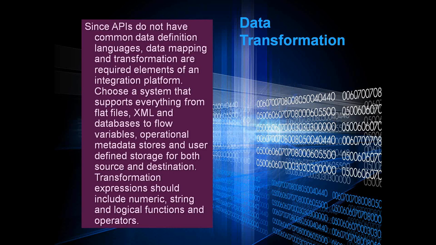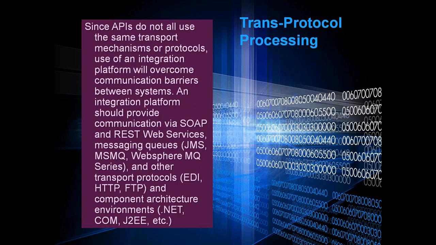So you need to choose a system that supports a wide variety of inputs and outputs, of sources and destinations, everything from flat files and XML and databases to even flow variables, so some of those internal notations related to the business logic of the integration flow, as well as things like operational metadata stores and even user-defined storage, as we said, on both the source and the destination side. And then you need to be able to do the transformation between all of that rich variety of sources and destinations, so you need a capability for expressions, the ability to use numeric, string, logical functions, and operators, and so on.